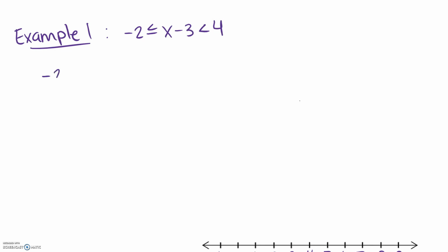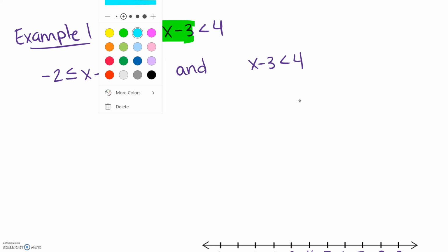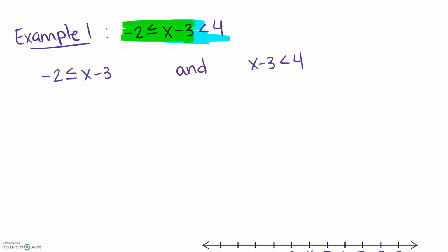So we're going to have negative 2 is less than or equal to x minus 3, and we're going to have x minus 3 is less than 4. So what we did was break up the inequality. So we have negative 2 is less than or equal to x minus 3, and we have x minus 3 is less than positive 4.